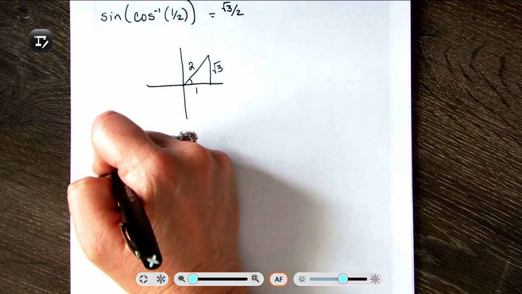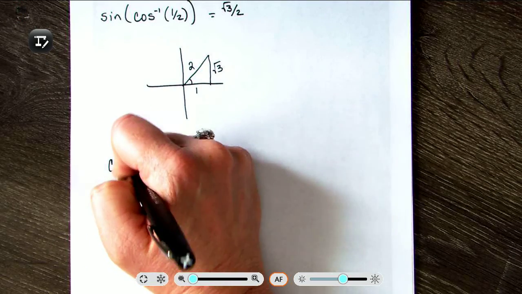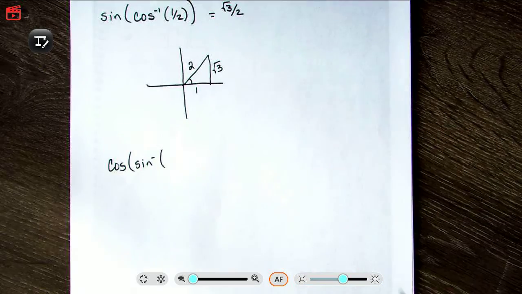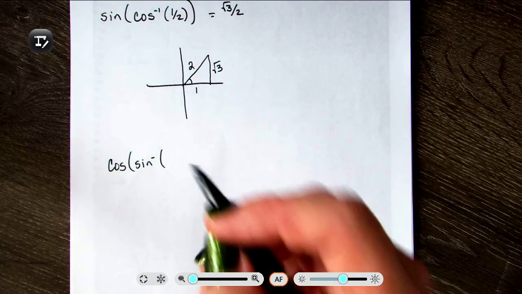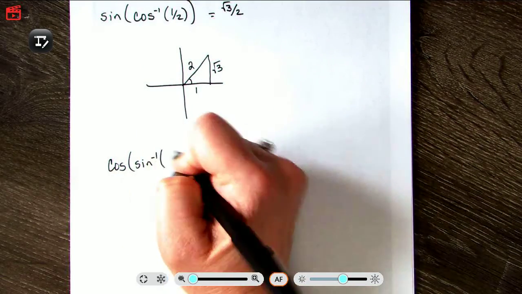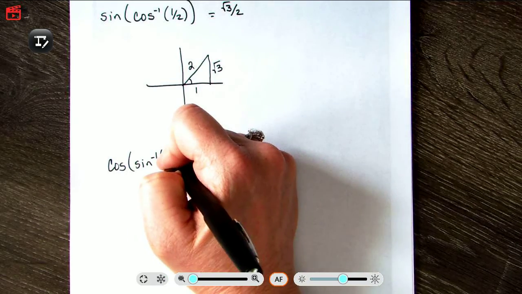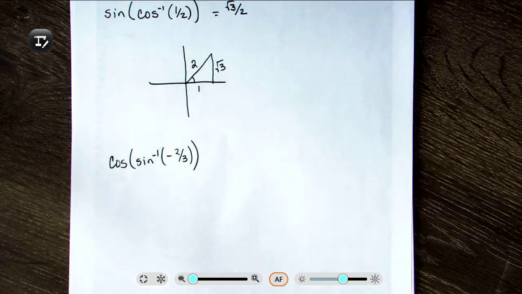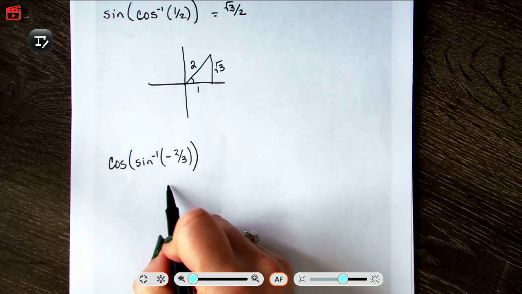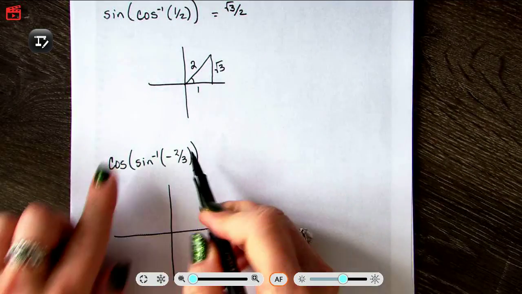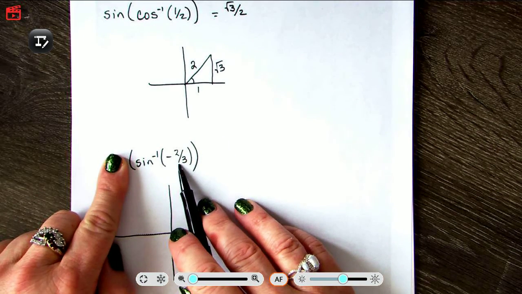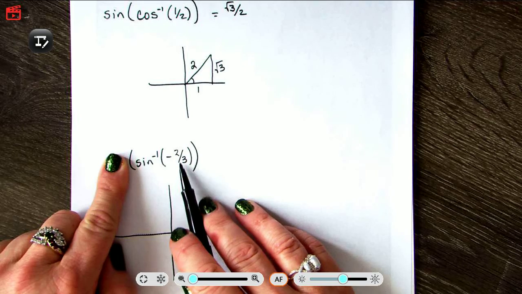Let's just do the cosine. I'll switch these two up. The cosine of the inverse sine of, and let's just go with, I don't know, I'll even do a negative here. A negative 2/3. Why not? As long as I can calculate the inside part, as long as this is between -1 and 1, and that is.